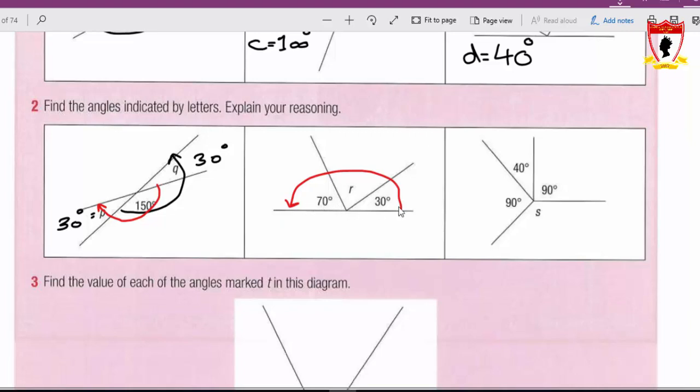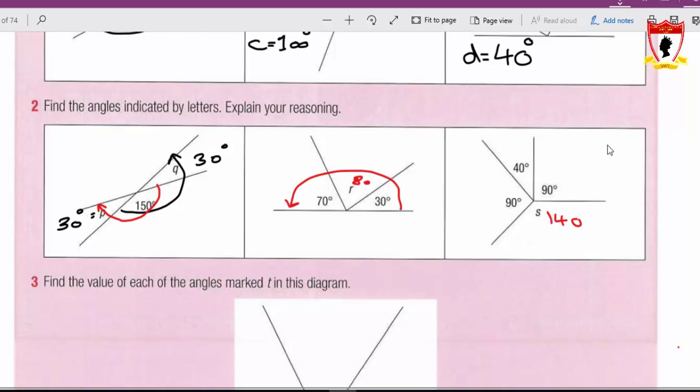So these two together, they add up to 100, so we need 80 more to complete 180. All of these angles together, they add up to 360. Two of them are 90s. 90 plus 90 is 180, plus 40 will be 220. How much more we need to complete 360? We need 140 more. So this angle is 140.